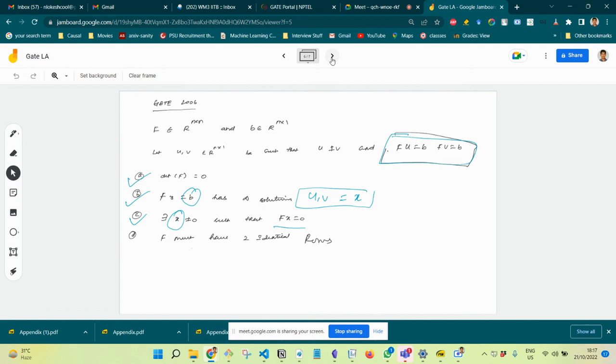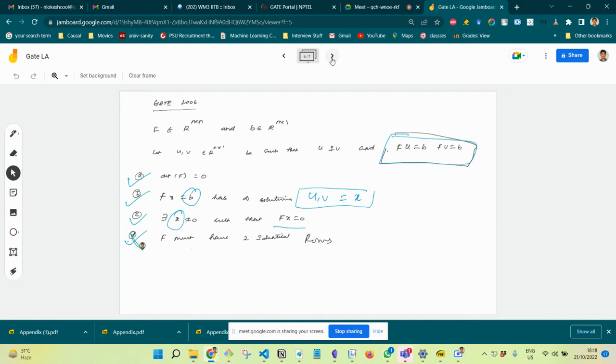Now option D, F must have two identical rows. Now this is correct, right? Because in the row reduced echelon form, you definitely need at least, sorry, so the two rows need not be identical, right? From the specification of the question, all you need is in the row reduced echelon form, you need at least one row that is all zeros. We don't need a constraint that two rows should be identical to each other.